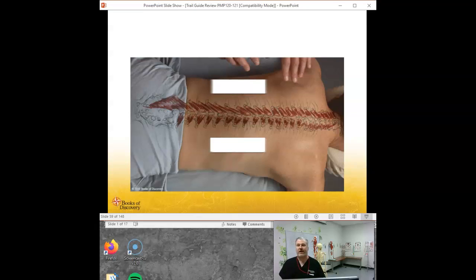Which one's attached to the medial side of the knee? Semimembranosus and semitendinosus. Beautifully done, thank you. Which one's attached to the lateral side of the knee? Biceps femoris. Thank you, really well done. Which ones have origins on the hip, on the ischial tuberosity of the hip?